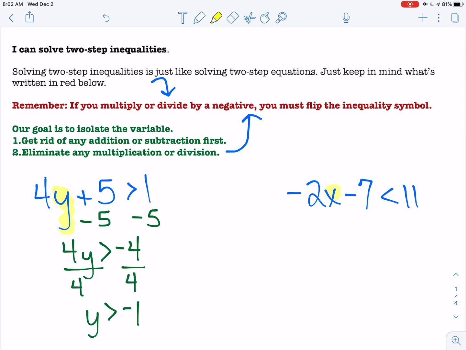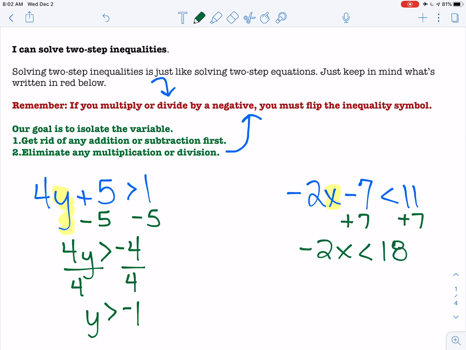And again, we're looking at isolating our variable. So I'm going to try to look first and say, is there any addition or subtraction that I can get rid of? I have a minus 7. So to undo minus 7, I'm going to add 7 to both sides. Whatever I do to the left, I have to do to the right. That leaves me with negative 2x. My negative 7, positive 7 cancels out. I have my less than, and then 11 plus 7 is 18.